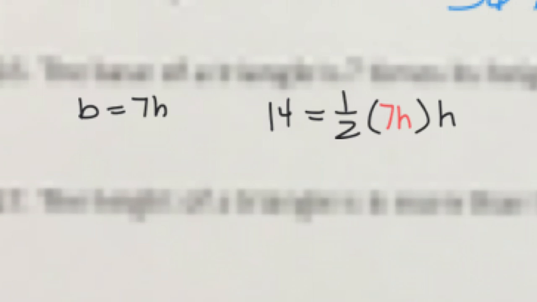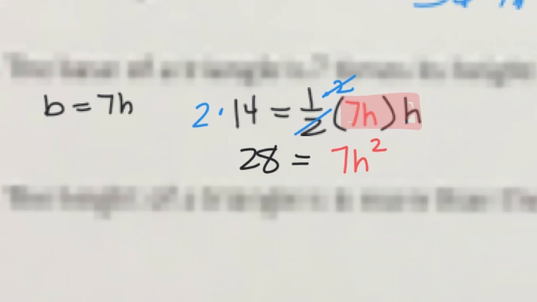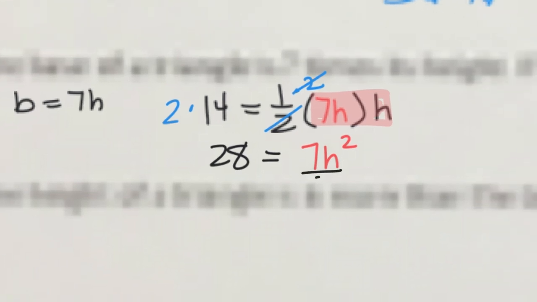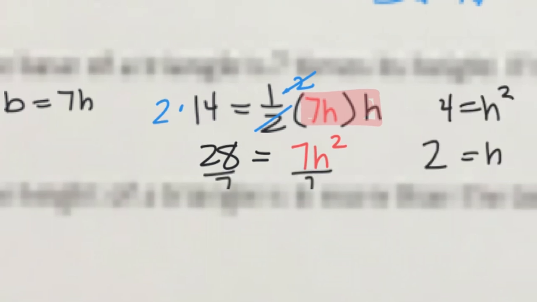Okay, so let's algebra this out. What is 7h times 1h? 7h squared. And what do I do with my 1/2? Times it by 2, right? To move the 1/2 to the other side, I multiply by 2. So 7h squared equals 28. So now I divide by 7, divide by 7. 4 equals h squared, so I have a height of 2. The height of this triangle is 2.